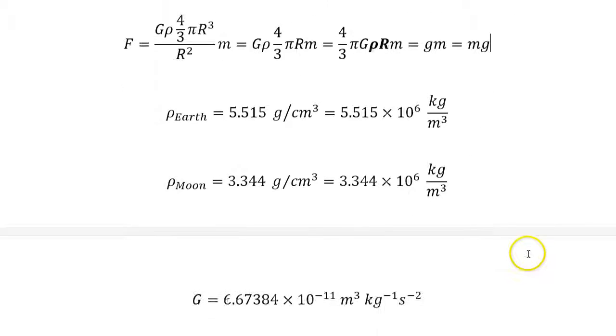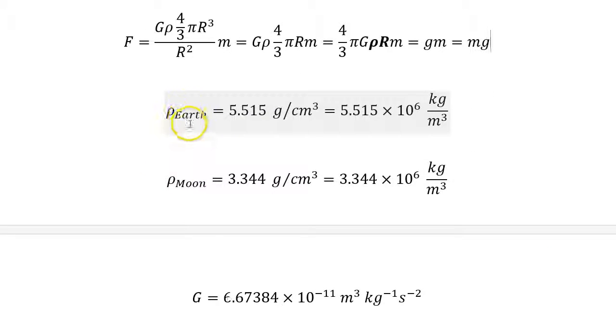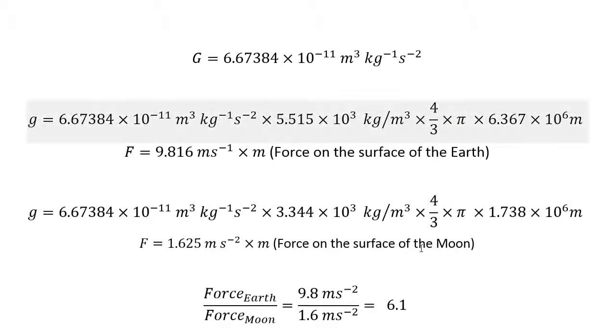Okay, so let's see what we get. If you look up the mean density of the Earth, you get 5.515 grams per cubic centimeter, and you can turn that to kilograms per cubic meter because we want to work in SI units. The density of the moon is 3.344 grams per cubic centimeter. These are mean densities. The universal gravitational constant is 6.67384 times 10 to the minus 11 meters cubed per kilogram per second squared.